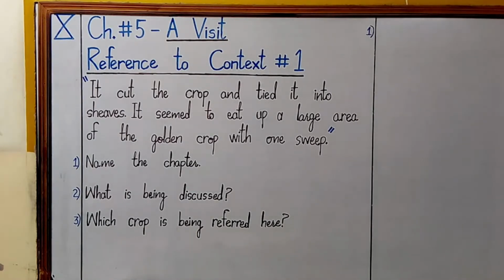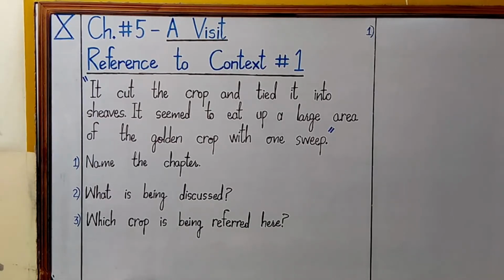The first reference to context is in front of you here. The context says, it cut the crop and tied it into sheaves. It seemed to eat up a large area of the golden crop with one sweep. The questions given with this context are: question number 1, name the chapter. Question number 2, what has been discussed here? Question number 3, which crop is being referred here?